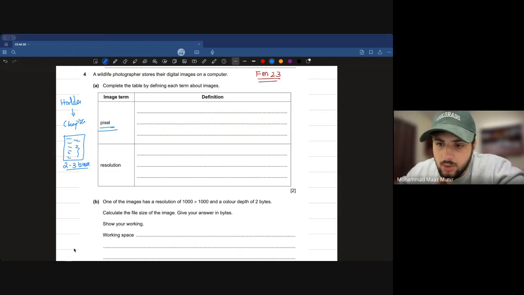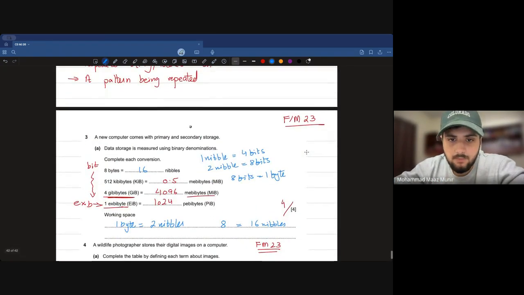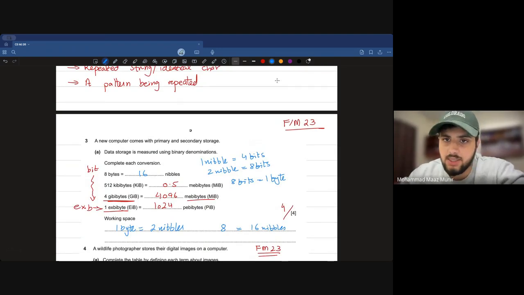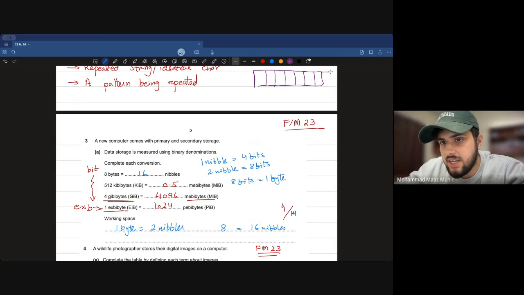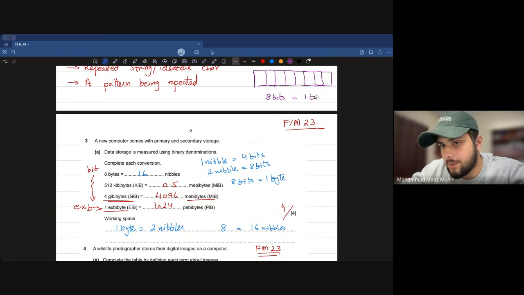Sir, how does 1 nibble equal 4 bits? I don't get the first part. Okay, Ramin, so this is something we have to memorize. We studied that we have a big register. And if the register is of how many bits? 1, 2, 3, 4, 5, 6, 7, 8. So it's of 8 bits. We studied earlier that 8 bits is equal to 1 byte.